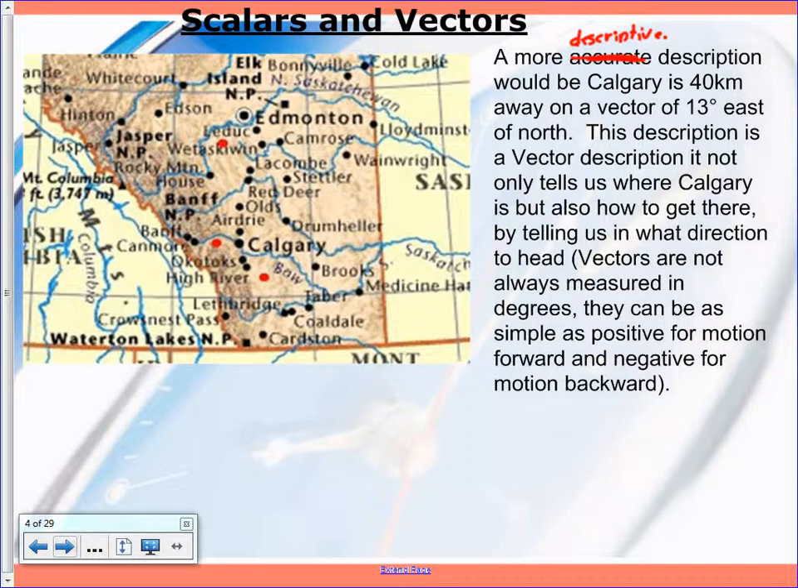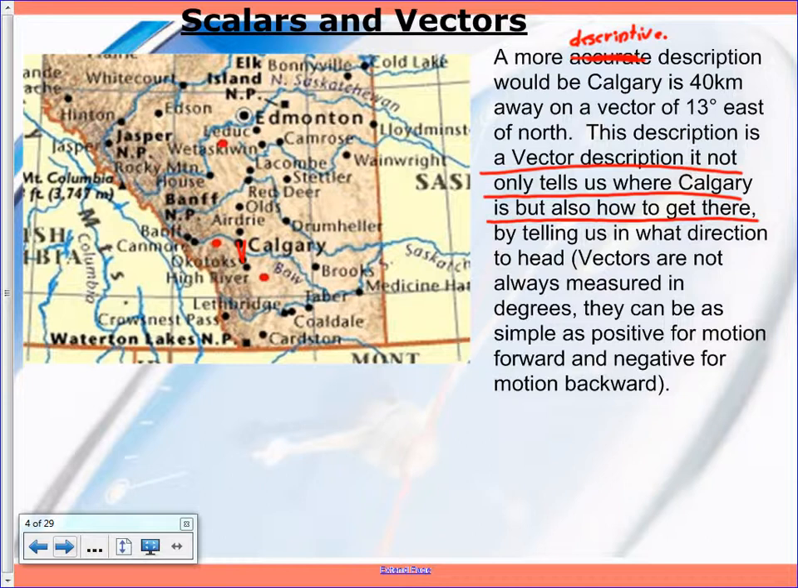All right, so here's Okotoks, and well, it should be west of north according to this map, but okay. So there's straight north, and then this would be the angle to get to Calgary. It's a few degrees west of north, in order to do that. Everyone follow me there? Okay, so that's a vector description. A vector description not only tells us where Calgary is, but also how to get there. Okay, so it gives us a magnitude and direction.